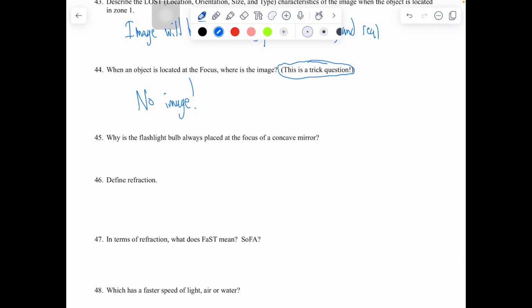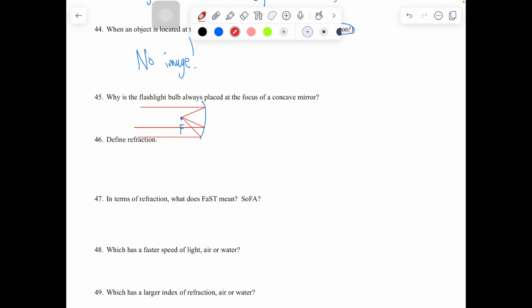Number 45. Why is the flashlight bulb always placed at the focus of a concave mirror? This is because the light reflects parallel to the primary axis. So essentially, say we have our mirror, and this is our focus, right here. When we have light that is emitted from this focus in any possible direction, since it came from the focus, it will always reflect parallel to that principal axis. So all of the light, instead of spreading out and you getting this weak light that spreads everywhere, you get this steady beam of light that goes forward forever.